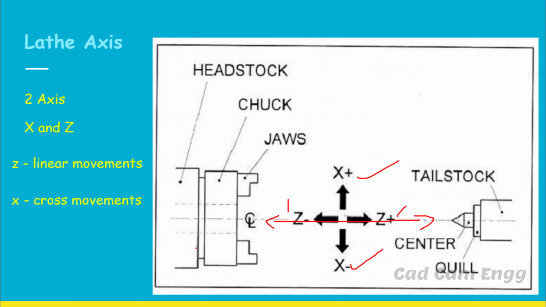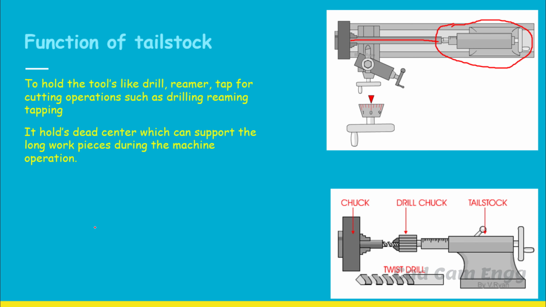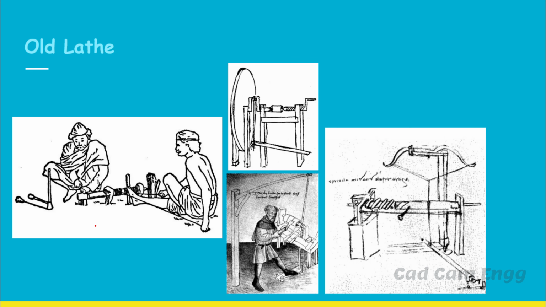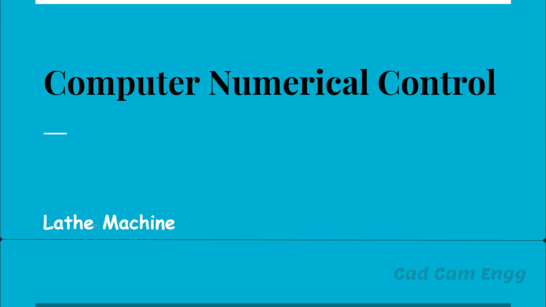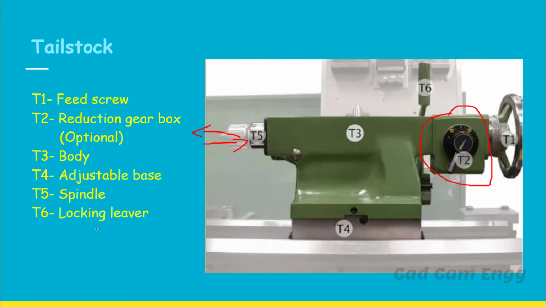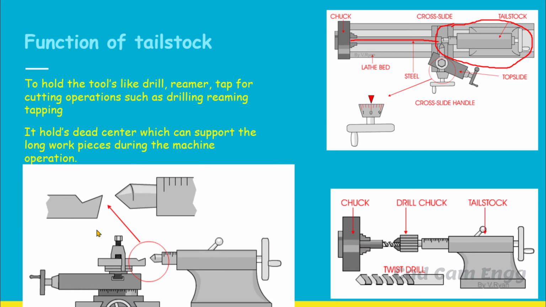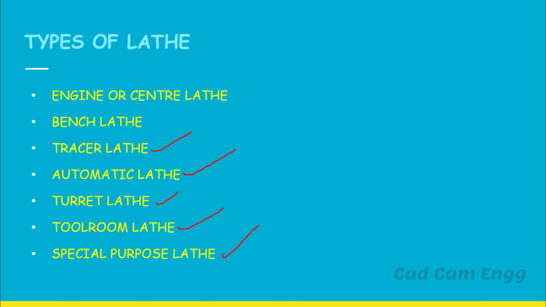Conclusion. In this video, we have discussed the lathe machine, lathe parts, headstock, tailstock and the function of the tailstock, carriage, and the lathe axes, and also types of lathe. Still, we want to discuss lathe operations and more.